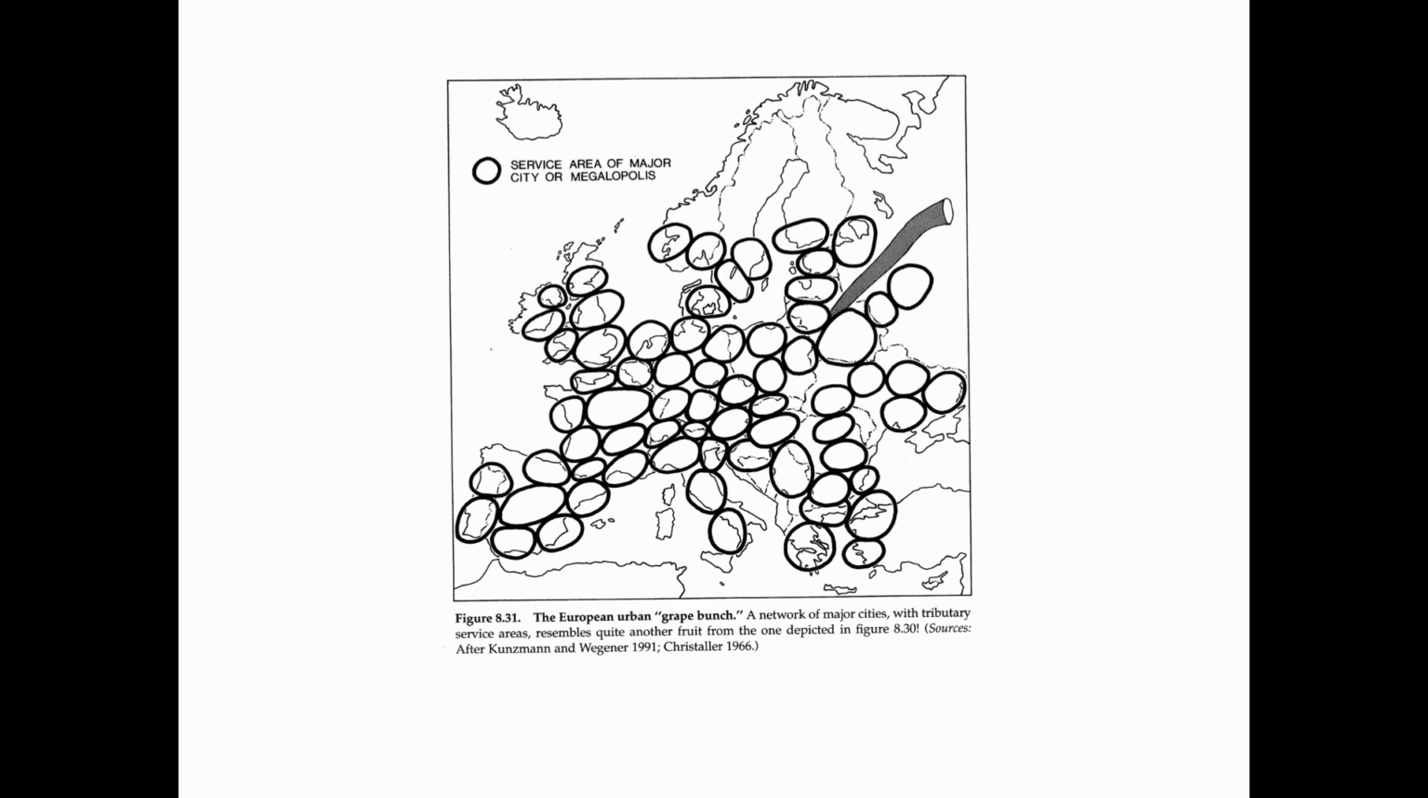Now, if we go back to the idea of the grape bunch, what we find is that each of these grapes or each of these circles represents a central place. So there's a large central place at the center of it. The bigger the central place, the larger the influence area that it has. We'll see that central places tend to be fairly evenly distributed across the landscape.